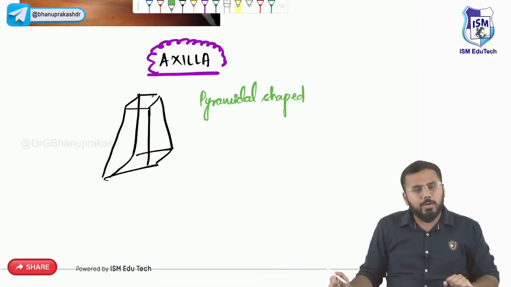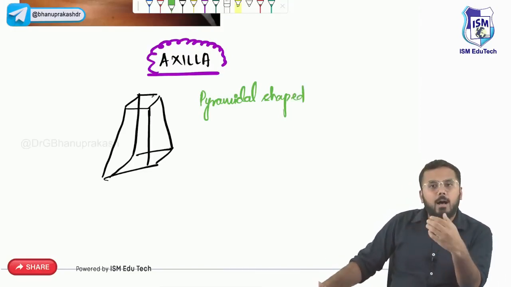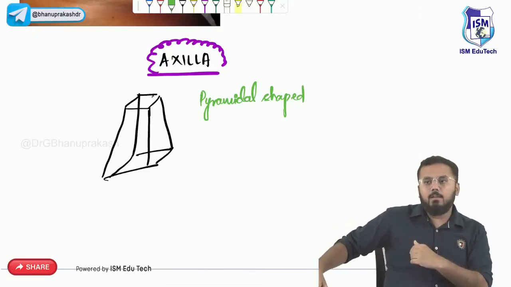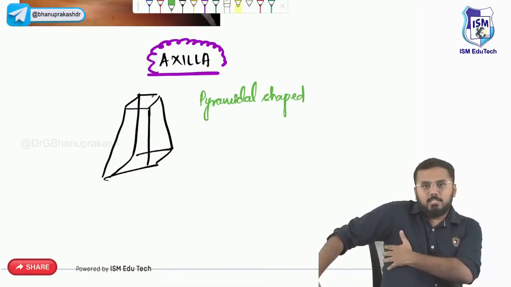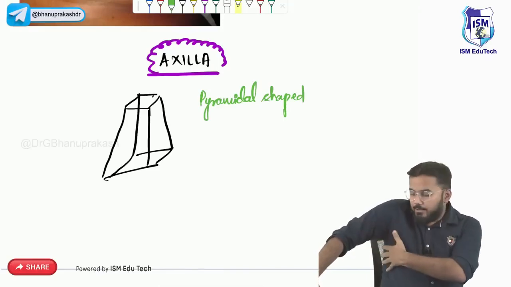And where is this axilla located? This axilla is located in between the upper arm as well as the chest. All of you look here. This is the chest, and this is the upper arm. Between the chest and the upper arm, whatever area you can see here, this is called your axilla. Now, in this axilla, look here. This region is called the apex of the axilla. As I'm going down, the boundaries are getting broader and broader. So this will be the apex, and this will be the base of the axilla. This is the only thing you need to remember for now.